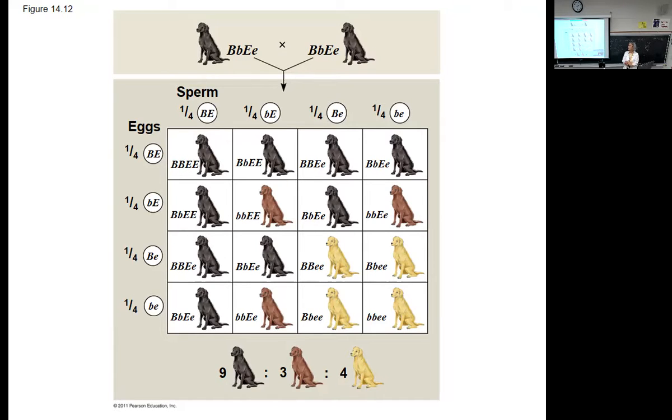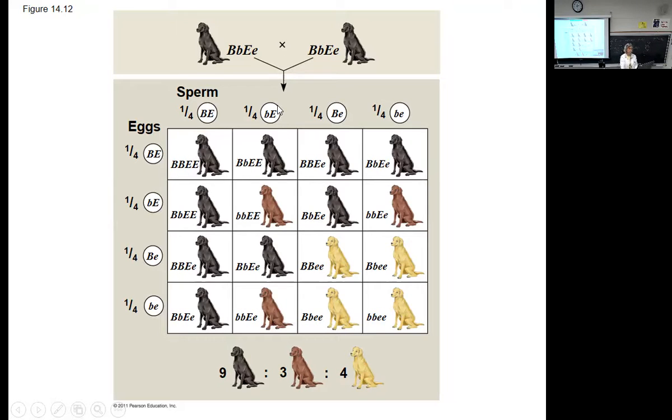So what we're looking at is two heterozygous dogs for those two genes. If you notice, they are both black labs up at the top, right? So we have a black lab that is big B, little b, and a black lab that is big E, little e. Really, they had to both sound the same. That doesn't make it easy. So they're heterozygous for both of these traits, right?